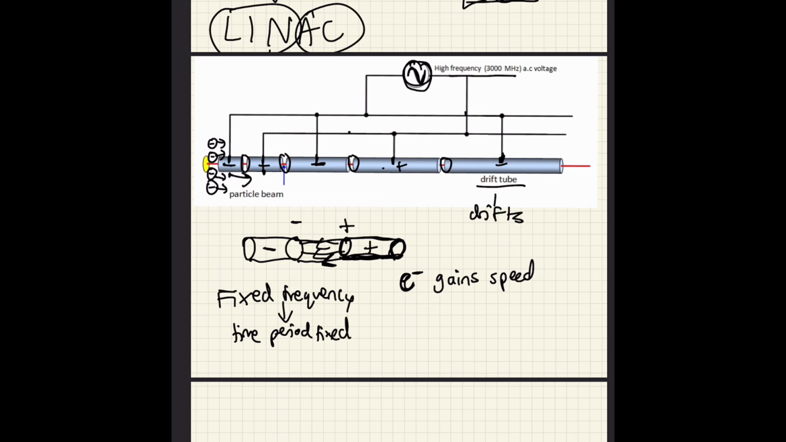So as it gains speed, in a fixed time, it travels a greater distance. Because it's going faster, right? It's being accelerated. And so in a fixed time, it will travel a greater distance. And so these drift tubes have to be longer. Otherwise, the electron will reach one end before the frequency switches, and it'll end up being repelled, slowed down, losing energy and being decelerated, okay? That's not what we want. So that's why the drift tubes get longer.